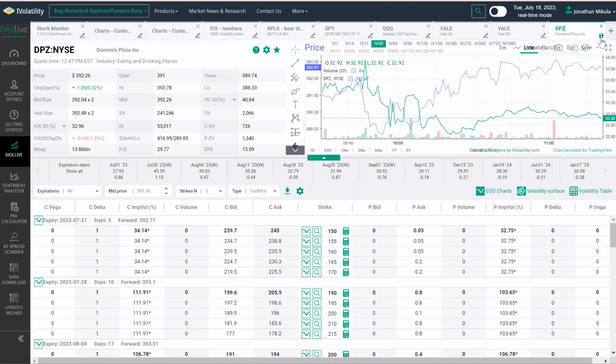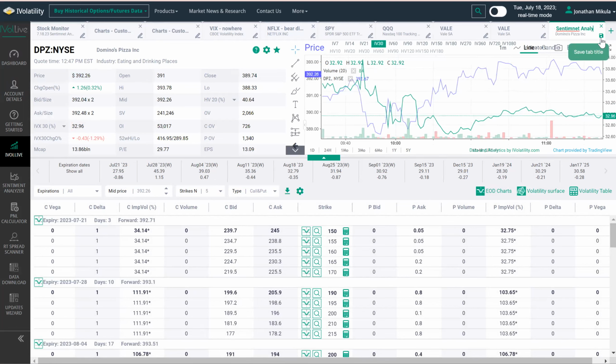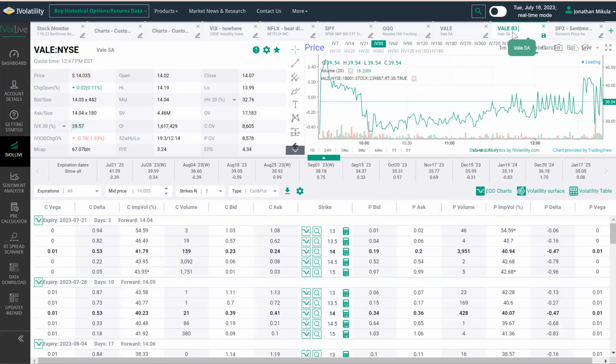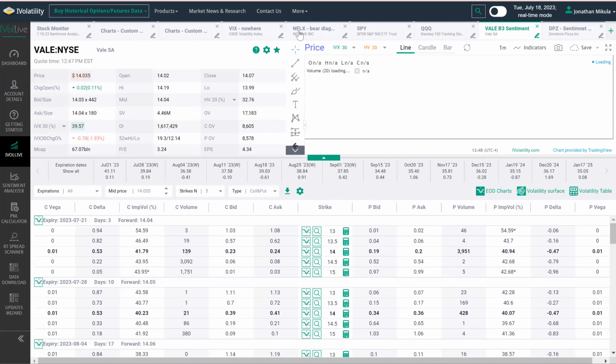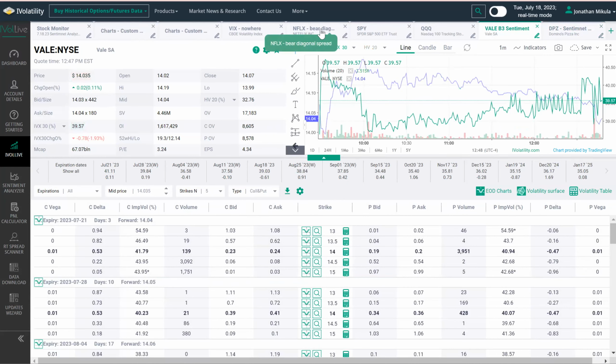And then now I can mark this. I could say DPZ, sentiment analysis, and hit enter. And now I've named that tab. So now I know why I'm looking at DPZ, right? Like, why am I interested in this in the first place? Valet was B3, sentiment. So this is another cool shortcut we just recently added. And then you can see like Netflix, I was looking at a bare diagonal spread. So this is really cool because we're all busy. And so we can label these tabs on why we're interested in that name in the first place, right?